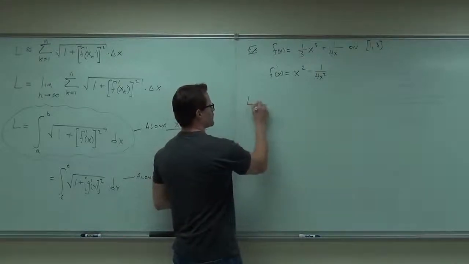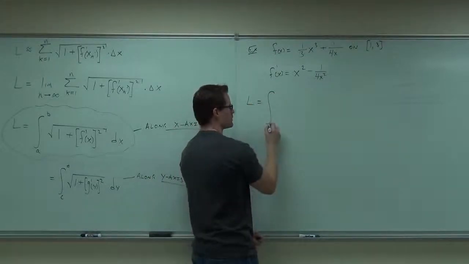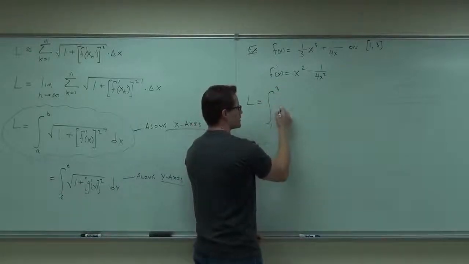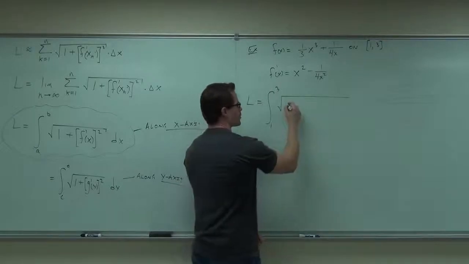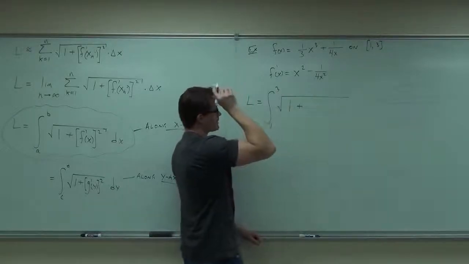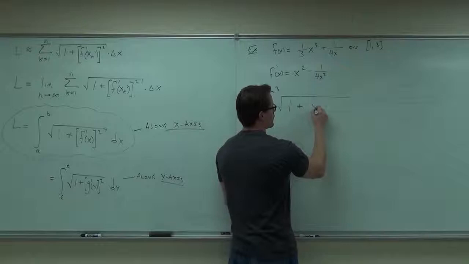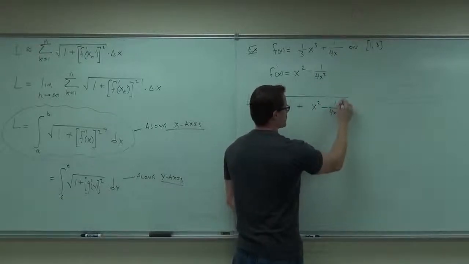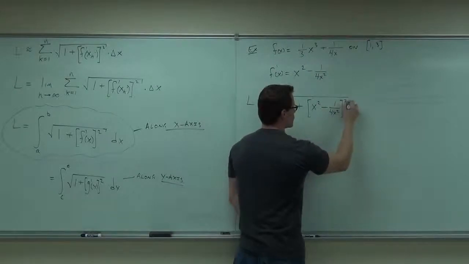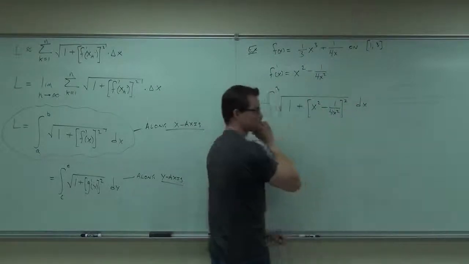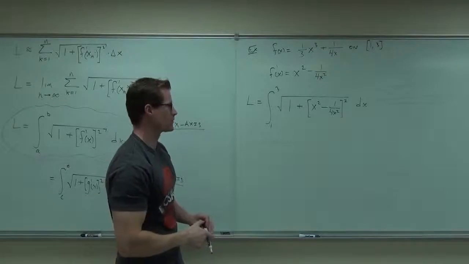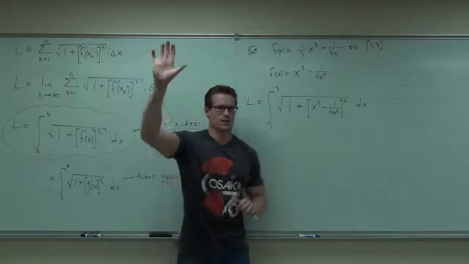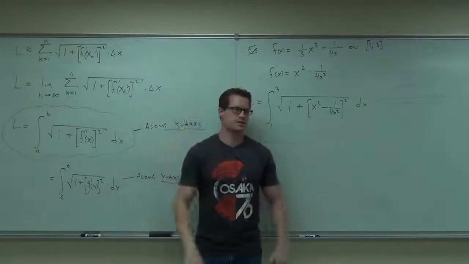If we set up our integral. Where are we starting? 1 through 3. Inside the integral, we're going to have a square root. We're going to have 1 plus, on the inside of that square root, x squared minus 1 over 4x squared, dx. How many will feel okay with the setup, at least the setup? What's your next step?